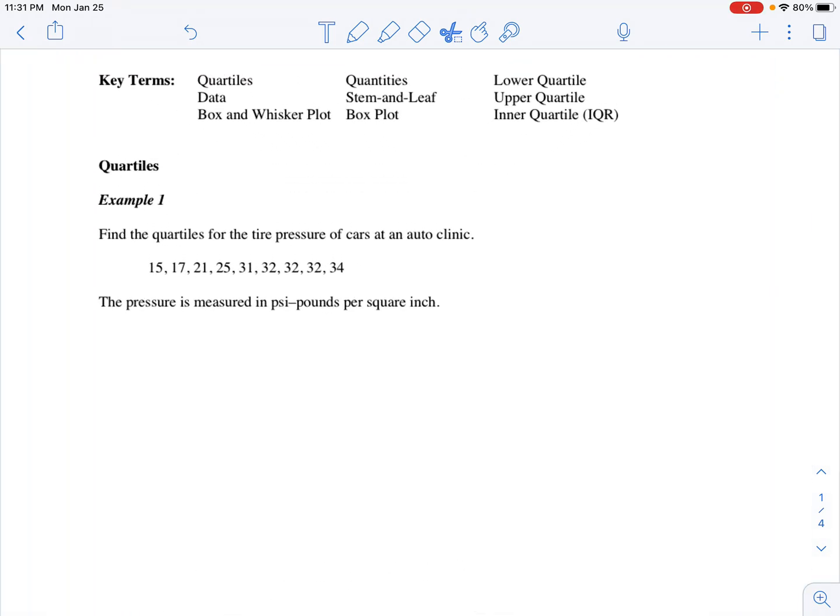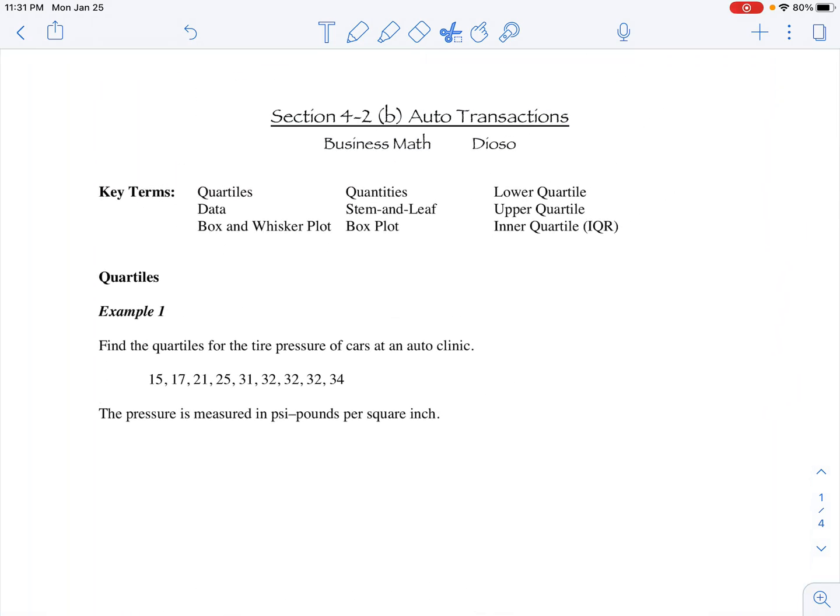Okay, we are continuing on with the 4.2b of the auto transactions. This is added on to what we did earlier. It's part 2 of it. We're going to start with the quartiles. We did this in the last lesson, but I know I got cut off in there, so I might as well just start off with the quartiles in there so that it transitions a lot smoother.